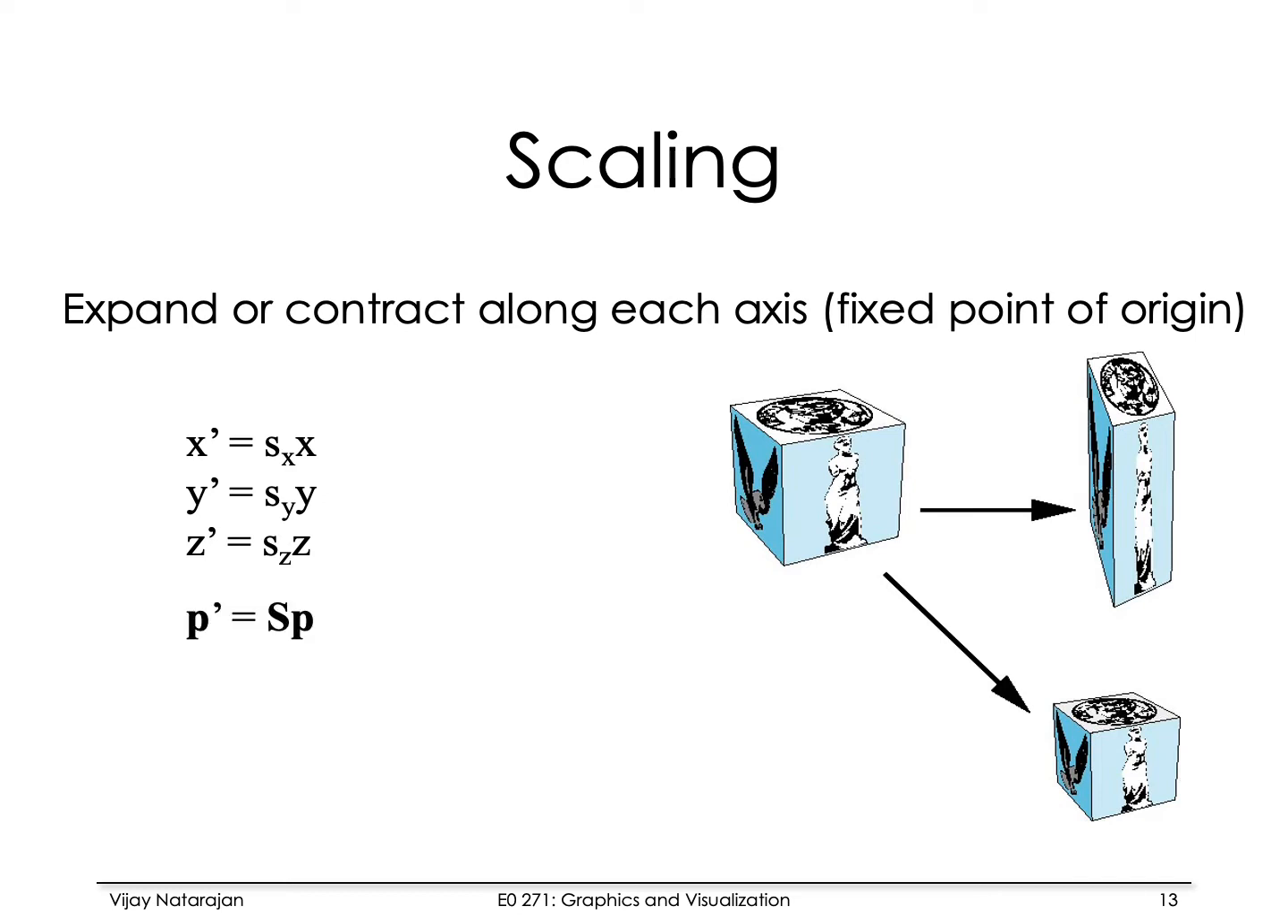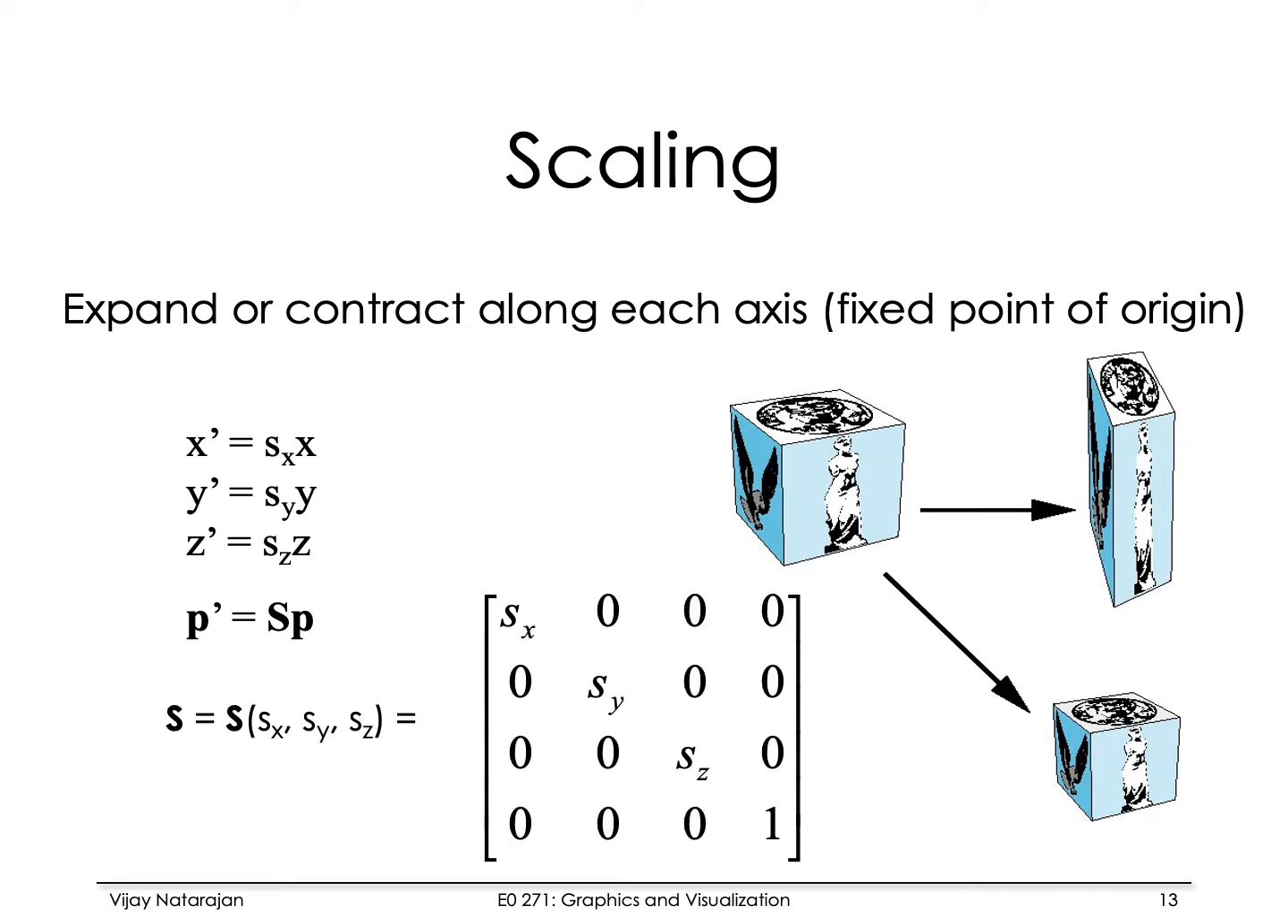I can write this in the form of again a matrix where P is the input point which is scaled to get SP, which is equal to P prime, the scaled point. The scale matrix has again three arguments, s sub x, s sub y, and s sub z, which appear in the diagonal of this matrix. So the matrix is kind of clear, I hope.